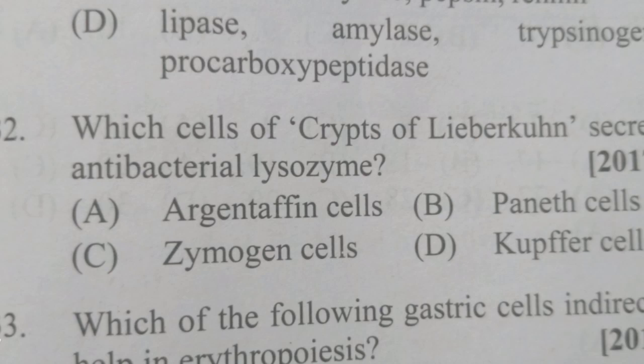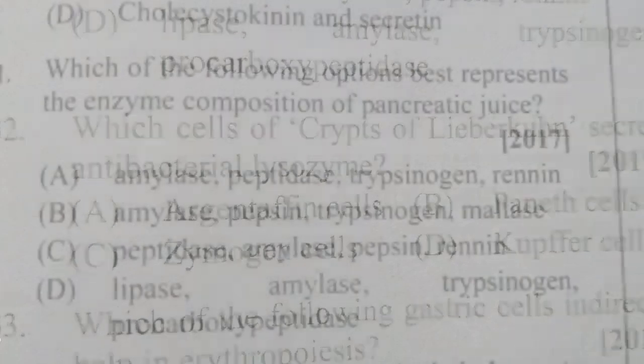Okay, our next question is which cells of crypts of Lieberkuhn secrete antibacterial lysozyme? Pause the video if you know the answer. Now the correct answer is B, Paneth cells. This is a kind of fact, so you just need to note down. This is also an important one. Just note it down in a copy.